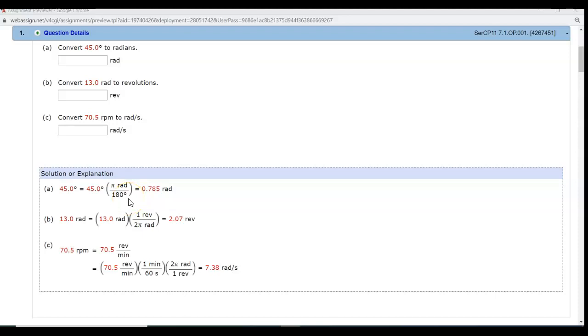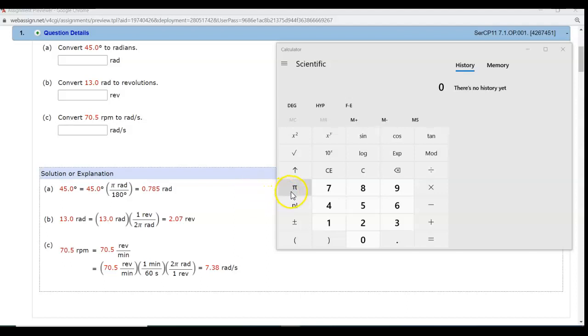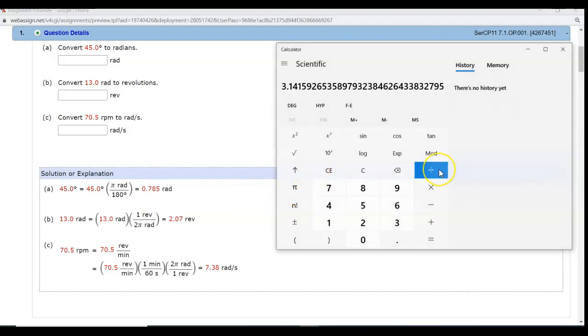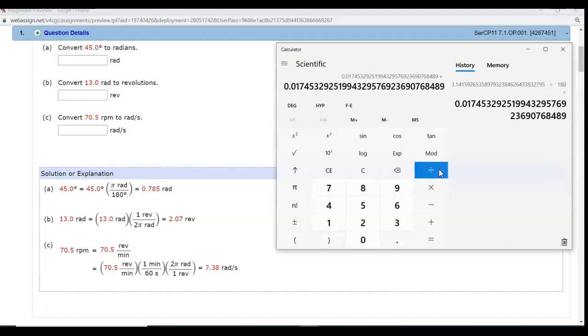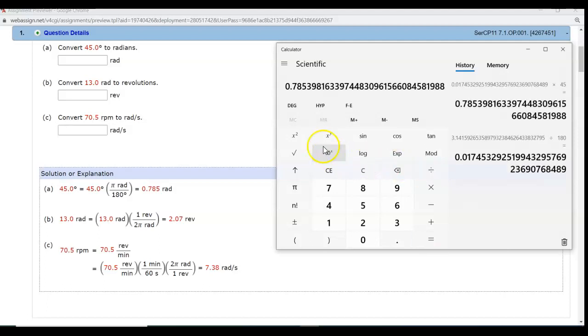Now, let's look at that on the calculator. Okay, so this calculator has a pi function, so I'll use that and divide that by 180. And then I'm going to multiply that by 45. And that gives me 78.785 radians.